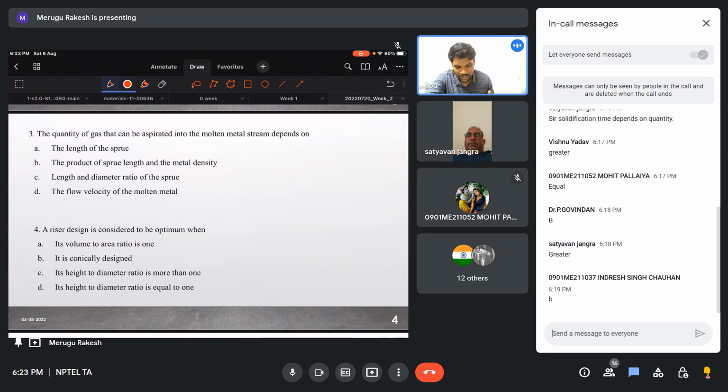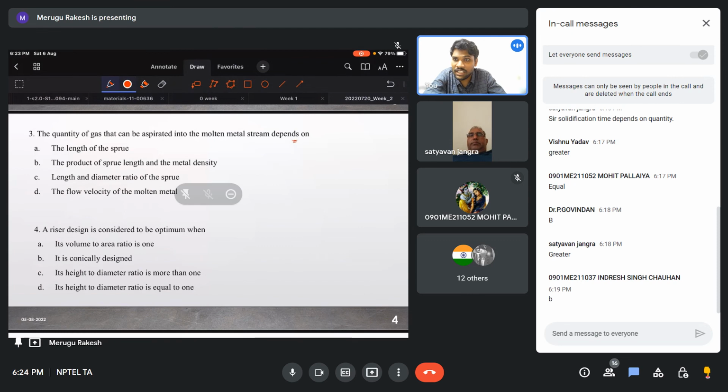So the next question: the quantity of gas that can be aspirated into the molten metal stream depends on. To answer this question, you should have knowledge of the aspiration effect and the design of the sprue. Before I explain that, I would like you to answer question number 3, which asks what the quantity of gas aspirated into the molten metal depends upon.